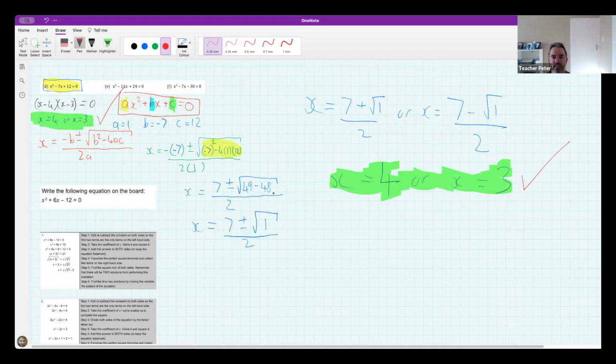Now, some people will say the formula takes longer to do. With very easy quadratic equations, factorizing is quicker, and so people will do that. But for harder quadratic equations, or if you aren't very confident with factorizing, the formula is guaranteed to give you the answer if you do it correctly. Now, in the next lesson, I'm going to spend most of the lesson working on how to solve quadratics with the formula. And so that's what we're going to practice in the next lesson.